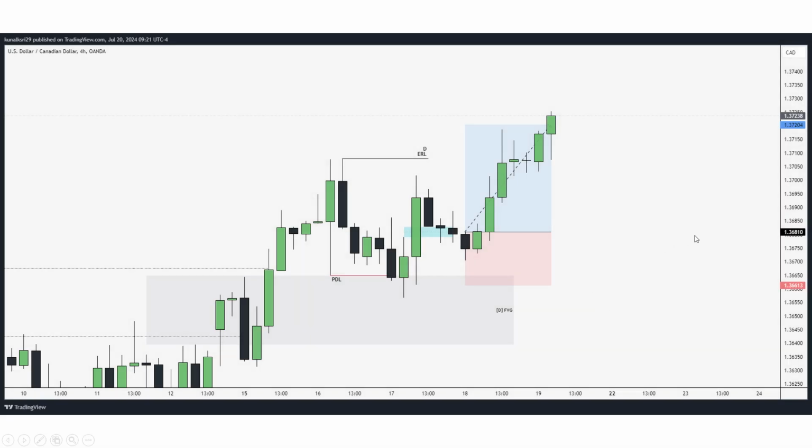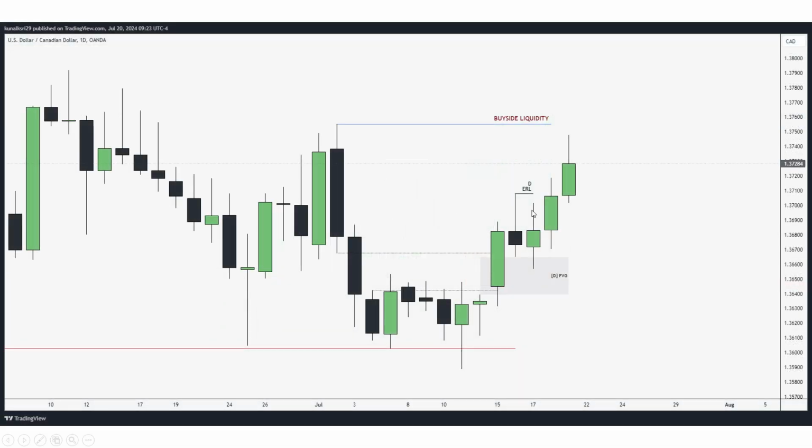Don't complicate it. Just understand where daily and weekly is going, and then simply frame your trade on the lower time frame. And you can see how beautifully it played out on daily time frame from this fair value gap to this external, and looks like next week we're going to grab this buy side liquidity as well. And of course you can go and study this candle as a next day model, if you guys know what is next day model.